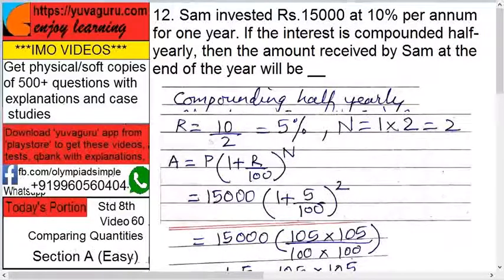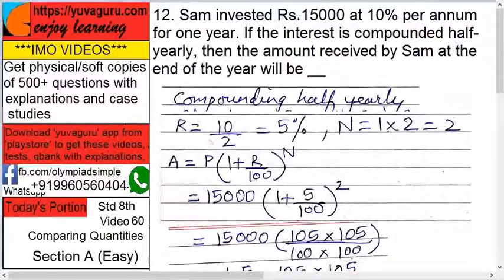We are in section A, easy. Let's start. Sam invested rupees 15,000 at 10% per annum for 1 year. If the interest is compounded half yearly, then the amount received by Sam at the end of the year will be. Here, you are now dealing in compound interest.